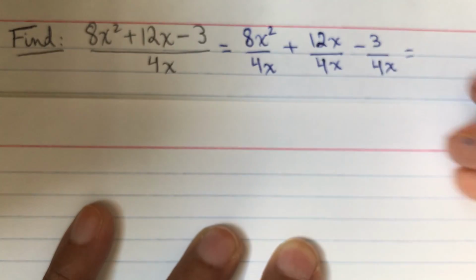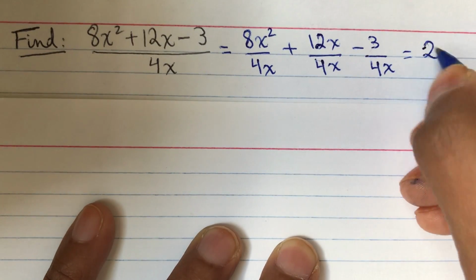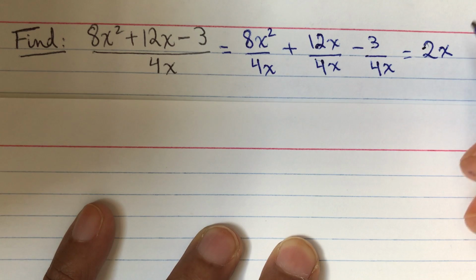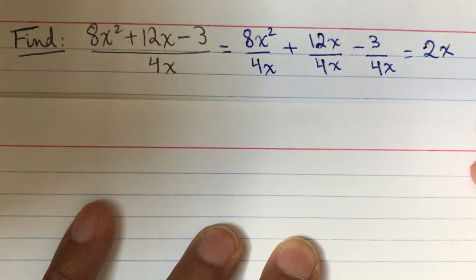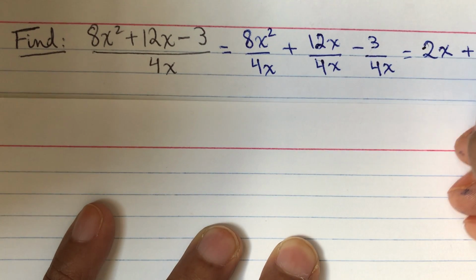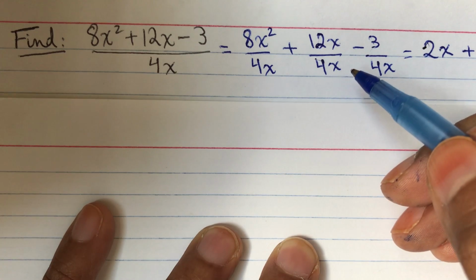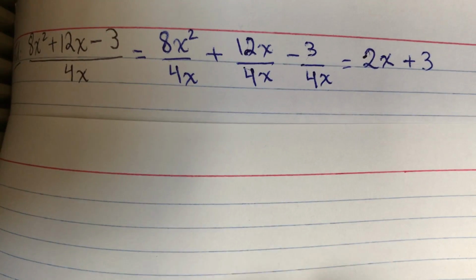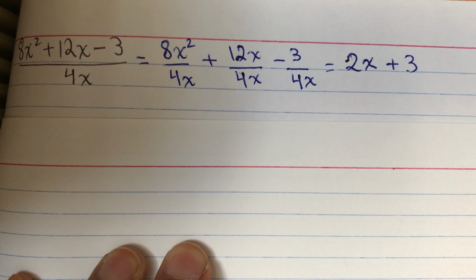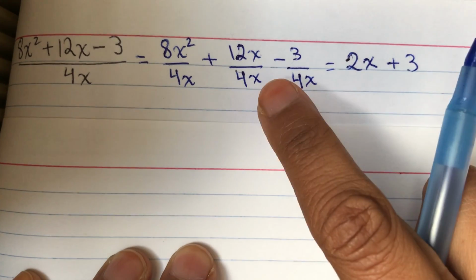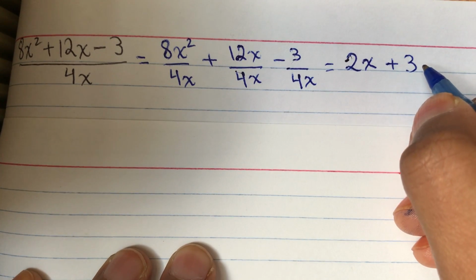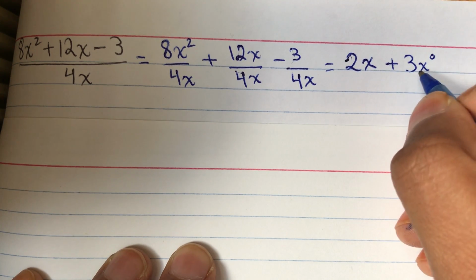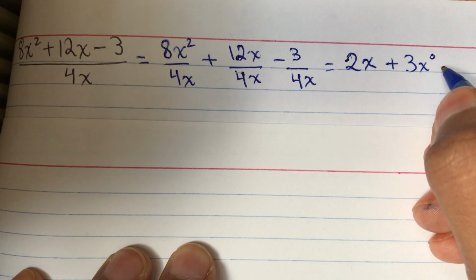So 8 divided by 4 is 2. x squared divided by x gives us x. Then we have 12 divided by 4 is a 3, and let me just put it on the side here. Then we have x divided by x here would give us x to the 0, which is actually 1, okay, and then negative 3 over 4x.